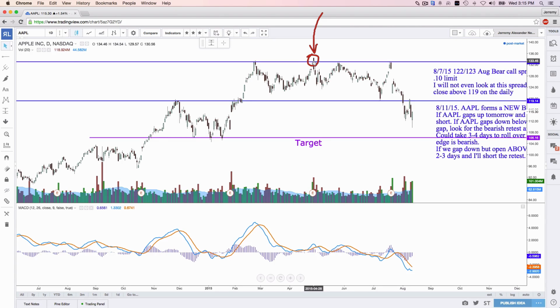So the high of that candle on Apple was 134.54. This previous high was 133.60. So it did make higher highs. So at the time, Apple was making higher highs and higher lows. But notice what the MACD looked like. Look at this. Check this out.